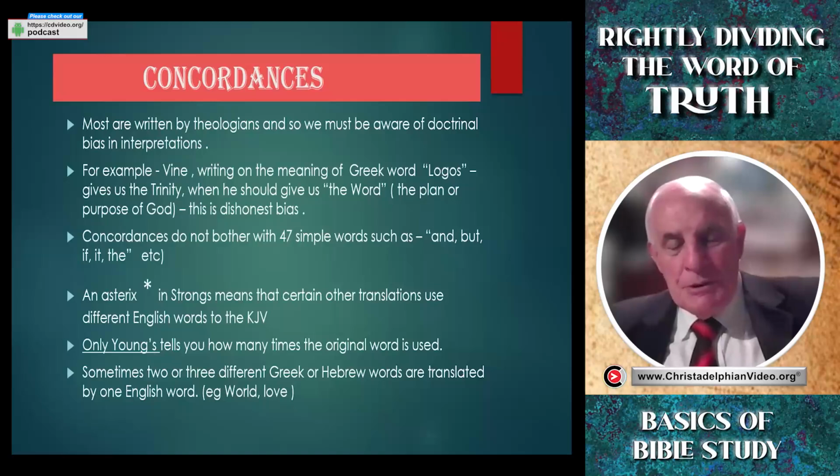Where you go to Strong's and you find a word that has an asterisk alongside of it, it means that in other translations which Strong has listed in the front of his book, other translations have chosen to use a different word. So he's highlighting to you that there could be some useful information by looking at other translations in relation to this particular word.